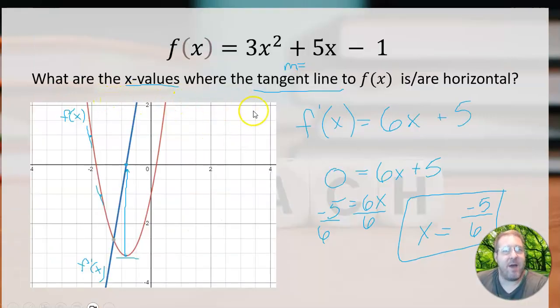All right, what are the values of x when the tangent line of f of x is horizontal? Well, that would be anytime the slope is 0. So this point right here happens to have a slope of 0. So f prime of x equals 6x plus 5. That's the linear piece that's right here. What are the x values where the tangent line to f of x equals 6x plus 5?